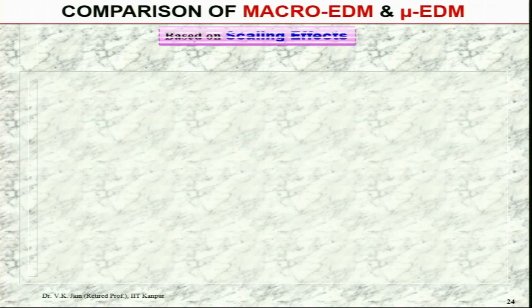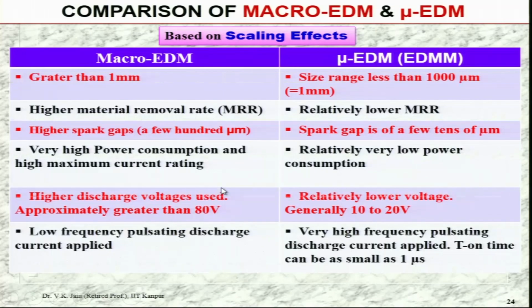Comparison of EDM and micro EDM processes. Comparison of macro EDM and micro EDM based on scaling effects. Now, let us see it carefully. Macro EDM, here you have the dimensions greater than 1 millimeter, while in micro EDM size ranges less than 1000 micrometer or less than 1 millimeter. Higher material removal rate in case of macro EDM, while relatively lower material removal rate in micro EDM. Higher spark gaps, inter-electrode gap is comparatively much higher in EDM as compared to micro EDM process.